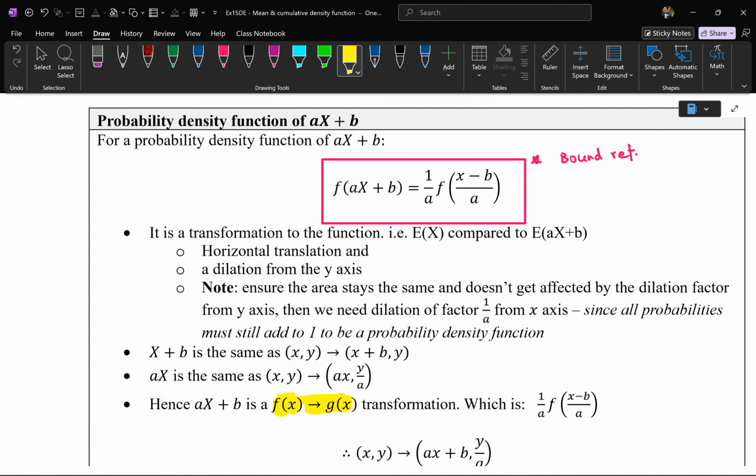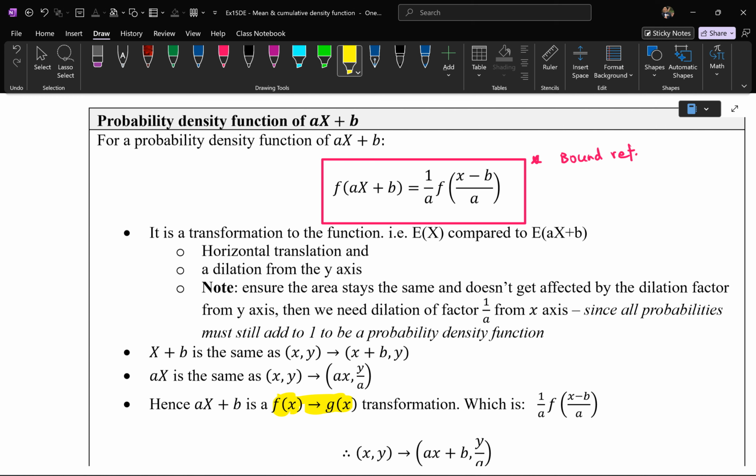So this is one of the reasons why, notice that when there was a dilation here, we usually say it's dilation from the y-axis, which is here. Makes sense? But why is there also a dilation from the x-axis as well? It's because you've got to keep the area 1, to counteract that.